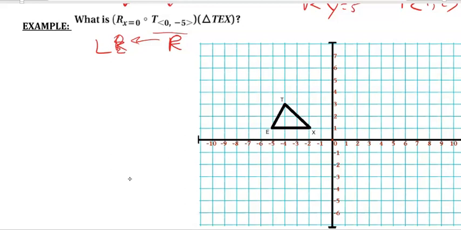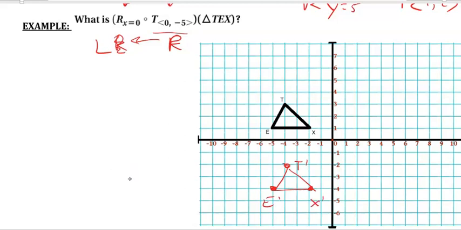1, 2, 3, 4, 5. It's here. Now you could take all the rest of the points. I'm just going to be lazy and efficient and go, okay, I know it's up by 2, over by 1. And then it's down by 2, over by 2. So that would be the location of T prime, E prime, X prime.